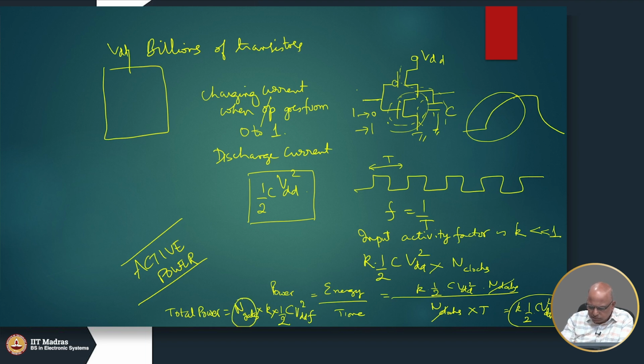Unfortunately, this is becoming very large. F is also increasing very much, and VDD may be coming down a little bit. Maybe C also is coming down because we are scaling all the transistors. But this is going up very steeply. Both frequency and the number of gates are increasing, and as a result, the active power is increasing.